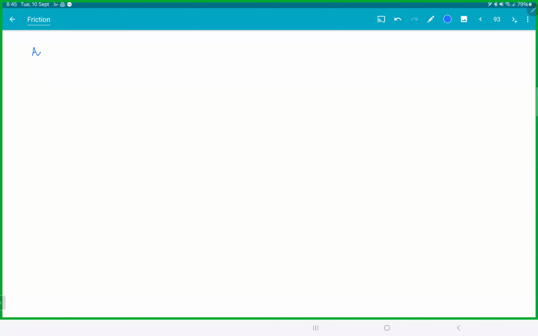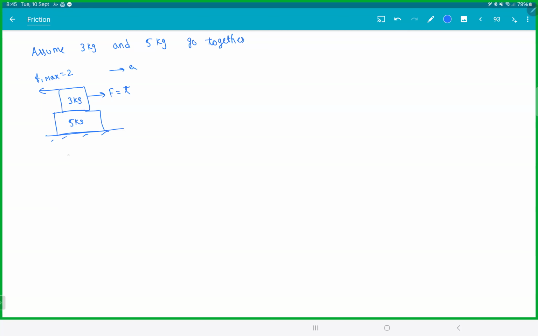Then assume 3 kg and 5 kg are going together. Now this friction F1 max is 2. Now here we have F is equal to T. So T minus 2 is equal to 8. This is also the same.